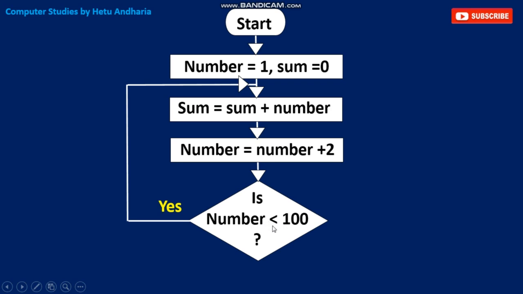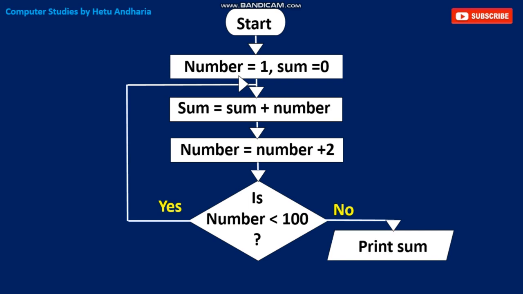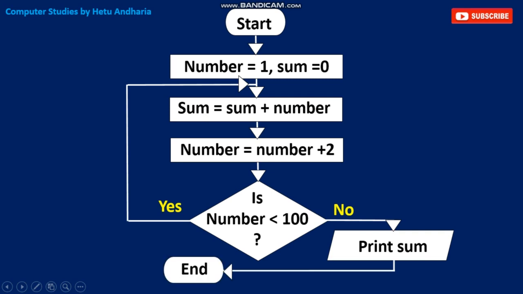Okay, number will become 101. So it will exit the loop. Okay, 101 is not less than 100. So we go to the no side. What will we print on the no side? Print sum. Sum means whatever is collected here. The total of all the odd numbers collected here, that we give as the output, and the program will end over here. Hope you understood this concept.